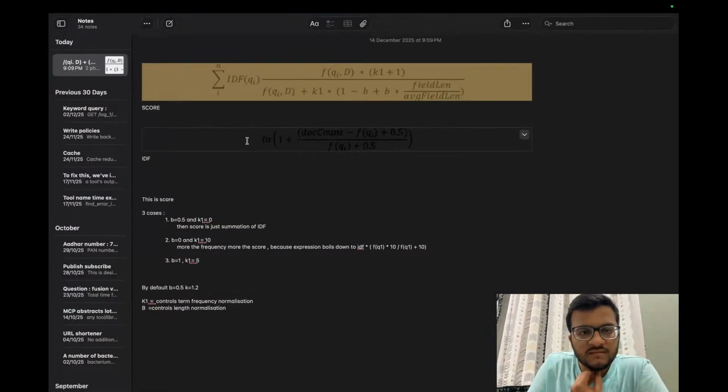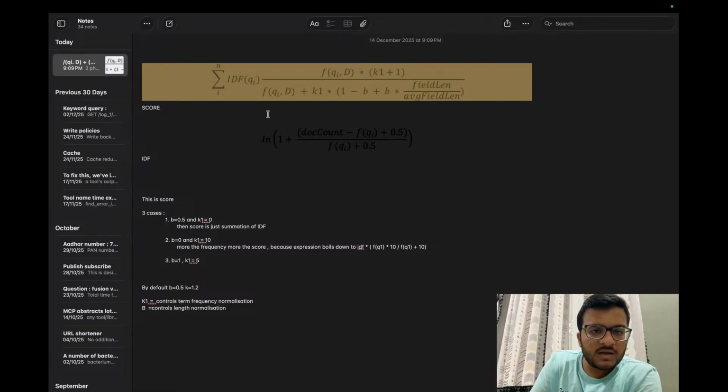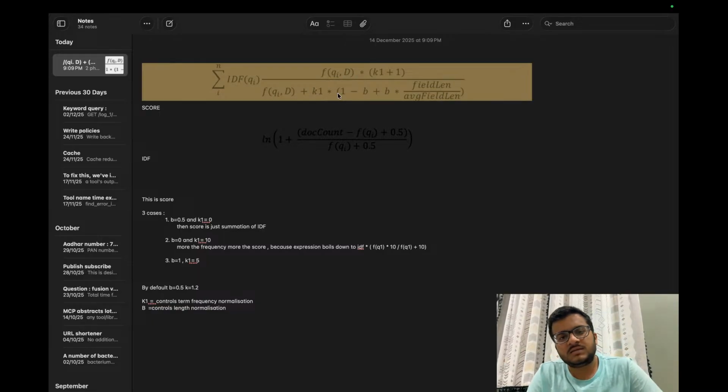So if you see, for a given user query, for a given search query, and for a given data set, the ith query term will be constant. The frequency of the ith query term in a particular document is a constant. All these things are constant. The only things that vary are B and K1.